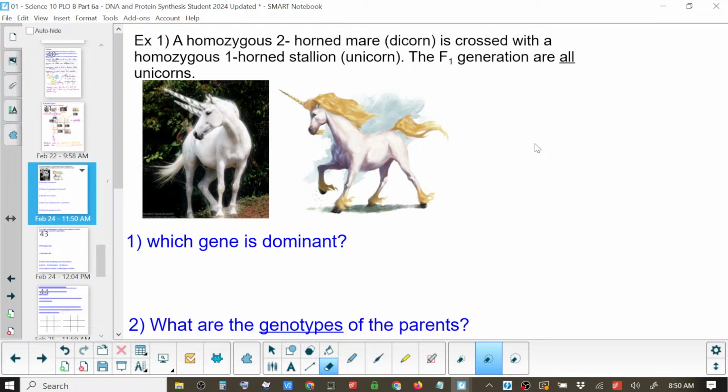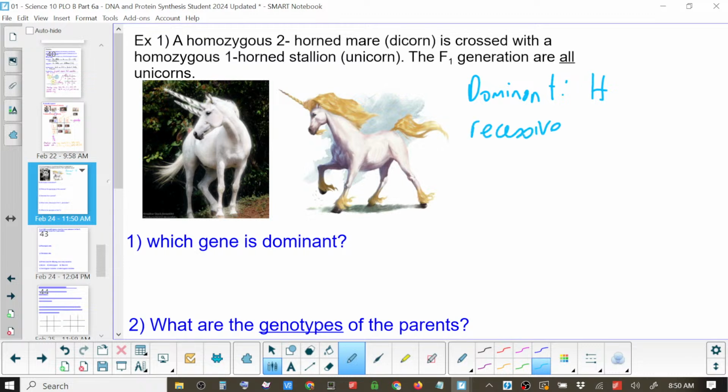Also, just to help when I'm looking at everybody's so everybody can compare, what letter are we going to use for this trait? H. Excellent. So dominant would then be capital H. What would then the letter be for the recessive? Lowercase h. Oh, and when it says which gene is dominant, don't just write H. What's the phenotype it's asking?